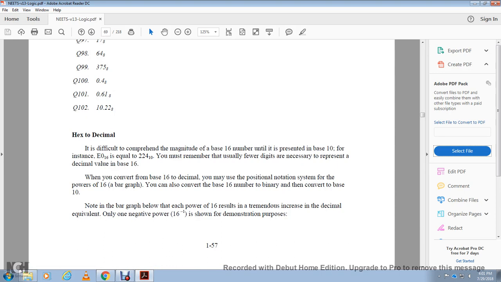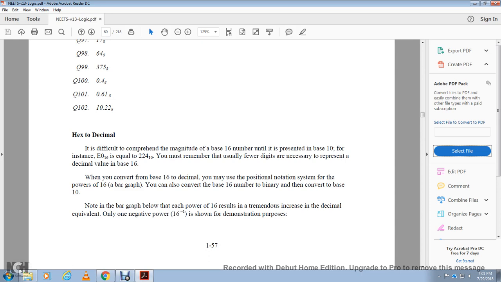Alright, hexadecimal. It is difficult to comprehend the magnitude of base 16 until it is presented in base 10. For example, E0 in base 16 is equal to 224. You must remember that usually fewer digits are necessary to represent a number in base 16 than in base 10.